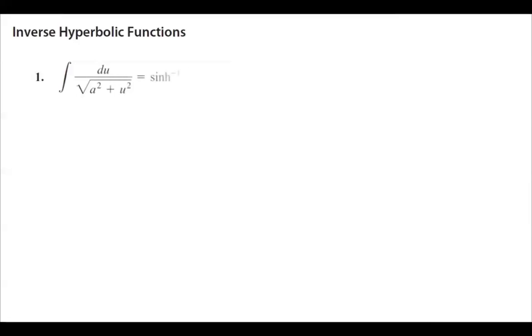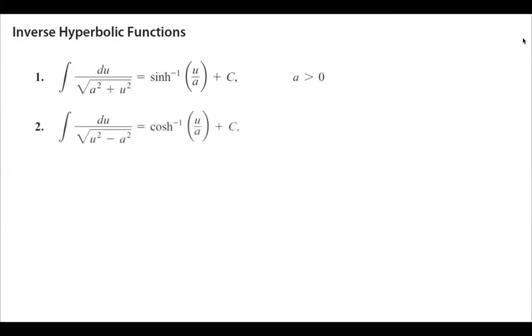So the integral of du divided by square root of a squared plus u squared is nothing but inverse hyperbolic sine of u divided by a. Don't forget the constant of integration. If you have the integral of du divided by square root of u squared minus a squared, this pattern is inverse hyperbolic cosine of u divided by a.